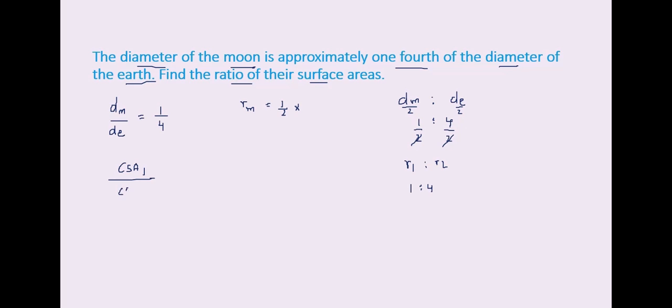So we did this kind of sum before. CSA 1 upon CSA 2 is 4 pi R1 square upon 4 pi R2 square. 4 pi, 4 pi cut, so you get R1 square upon R2 square. Now what is the ratio R1 upon R2? R1 upon R2 we had got was also 1 upon 4. So 1 upon 4, the whole square gives us 1 upon 16. So the ratio of the surface area is 1 upon 16. So what you can see, when the radius becomes 4 times, the surface area becomes the square of 4 times, that is, 16 times.